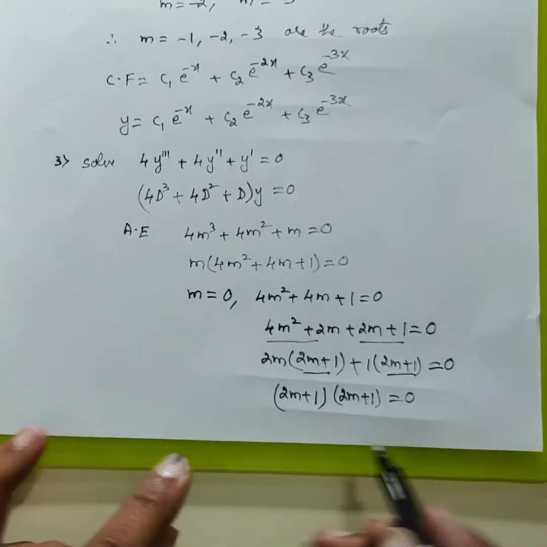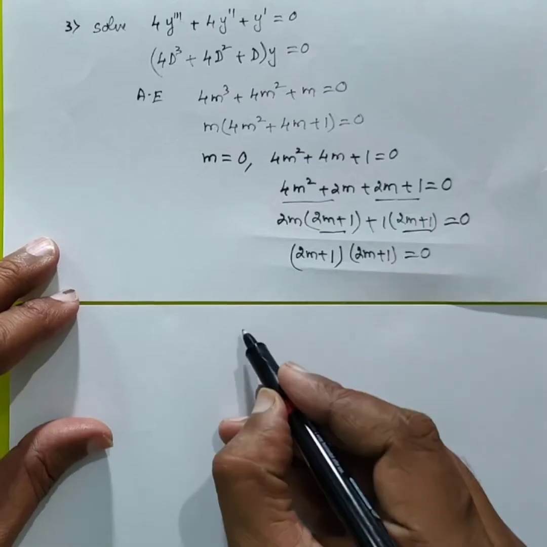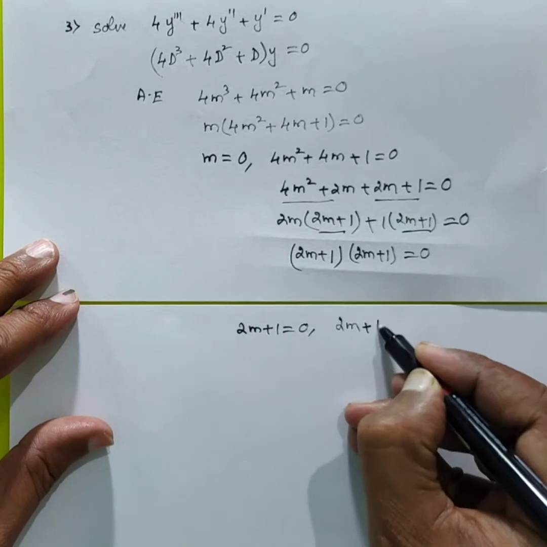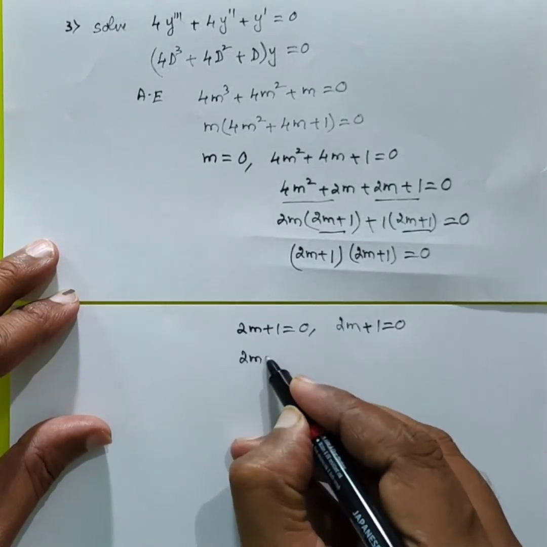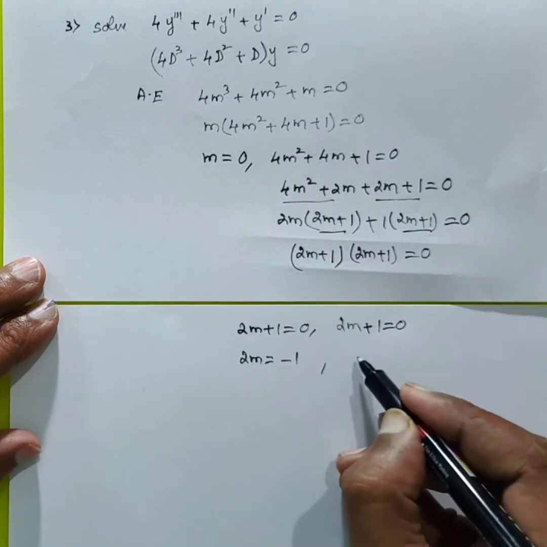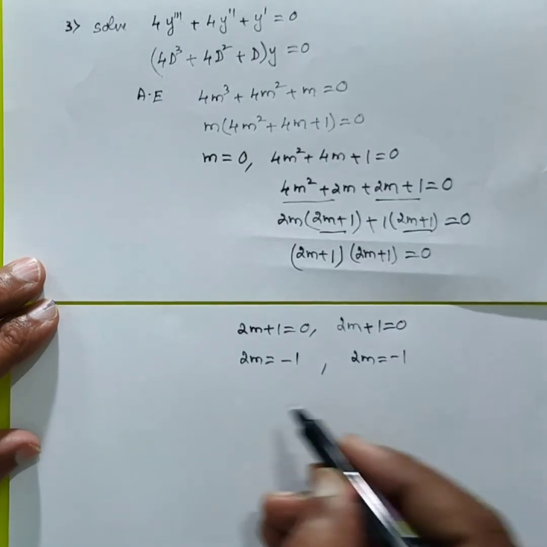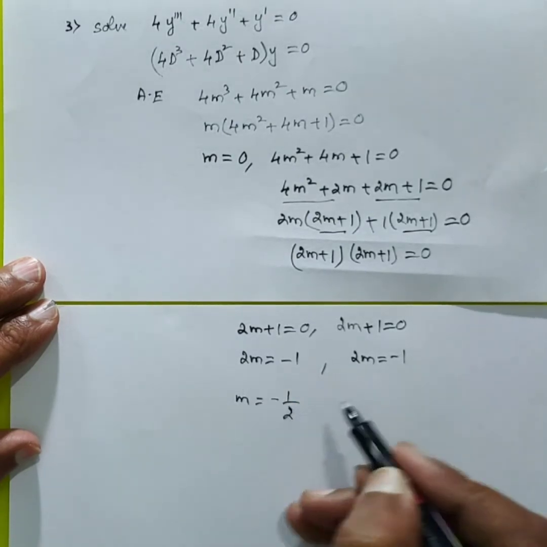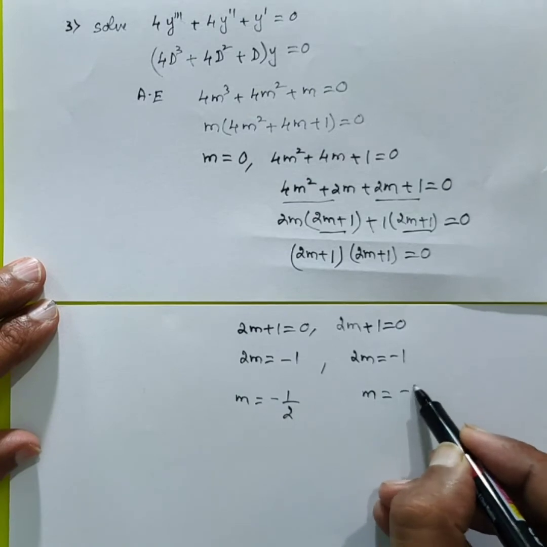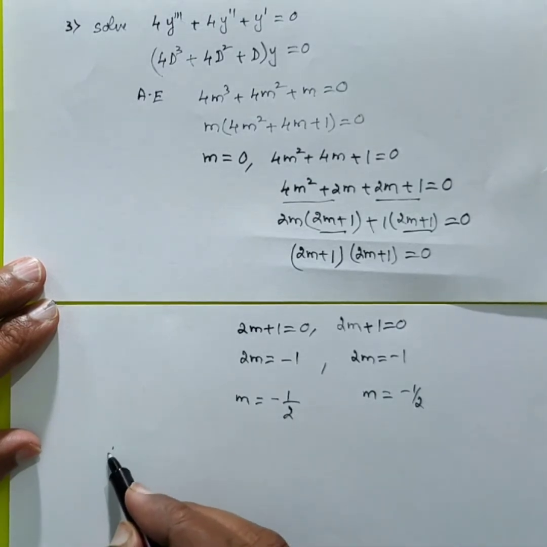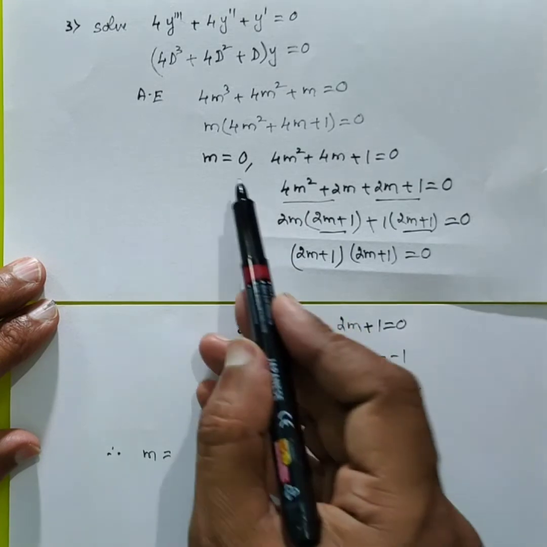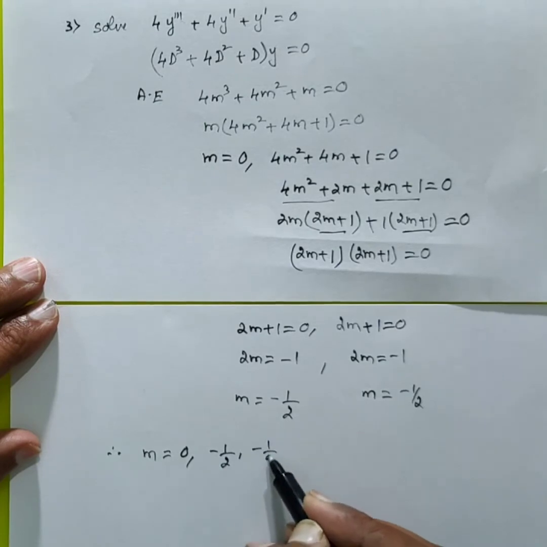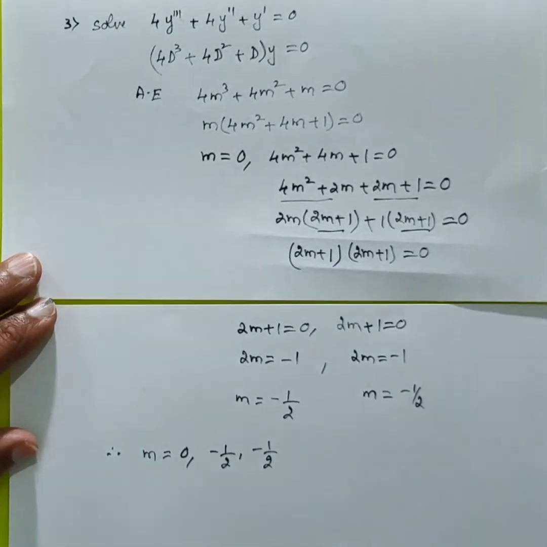So I equate 2m plus 1 to 0, and here also 2m plus 1 equals 0. So 2m equals minus 1, and here also 2m equals minus 1. So the m value will be minus 1 by 2, and here also minus 1 by 2. Therefore the first root is 0 and the other two roots are minus 1 by 2 and minus 1 by 2. These two roots are repeated.